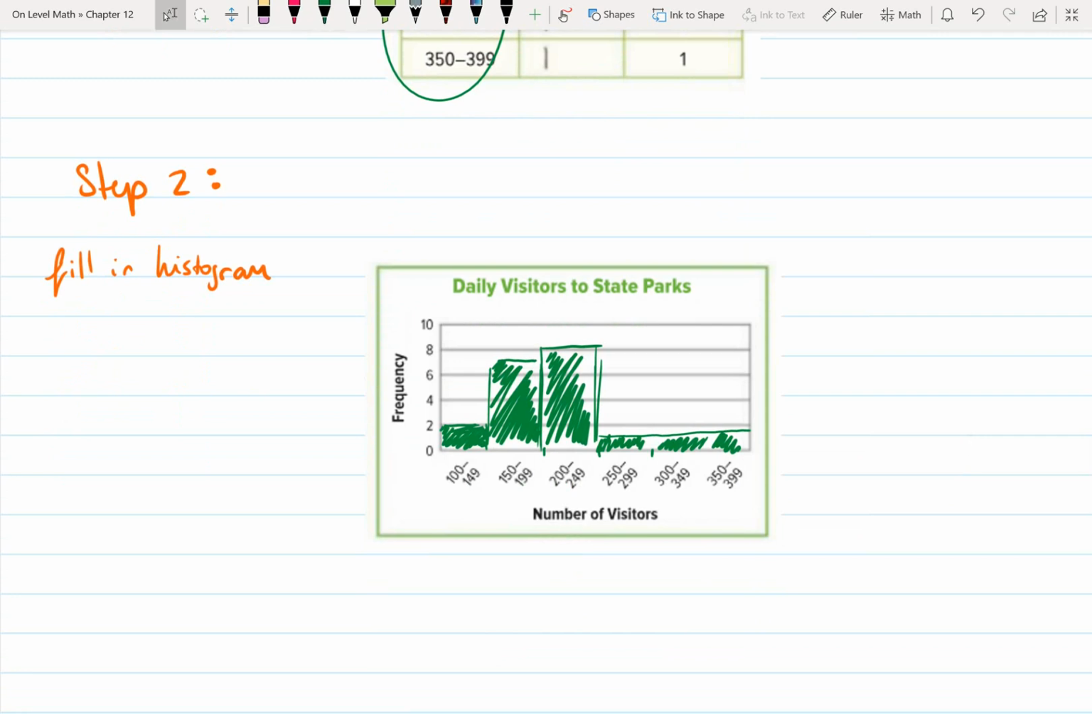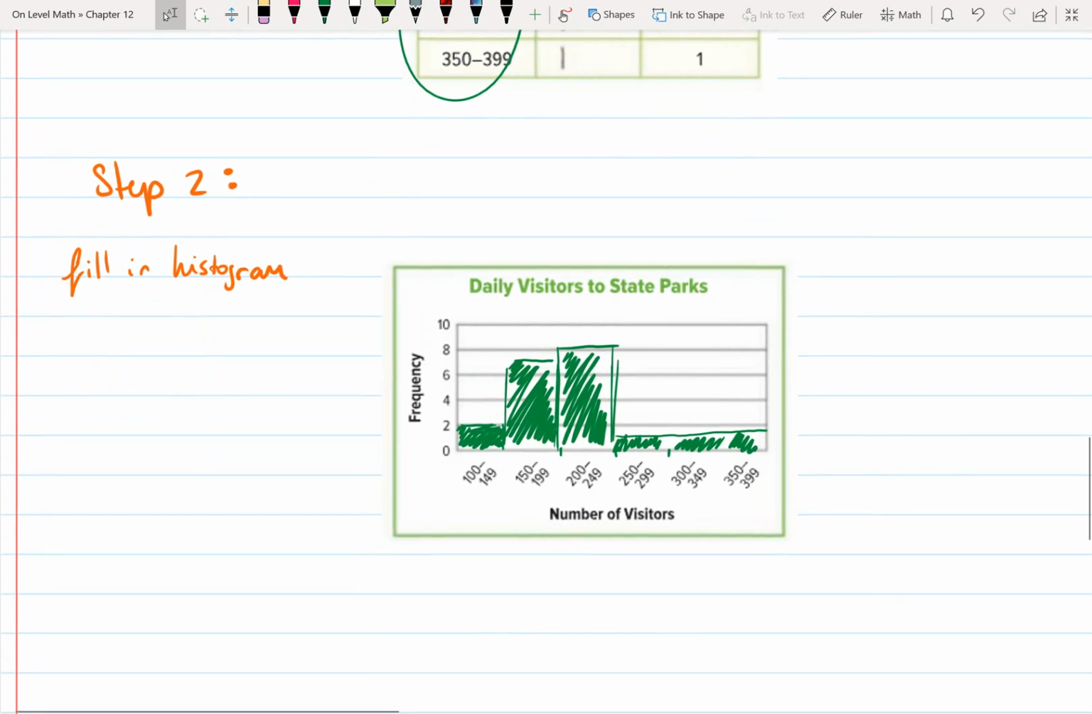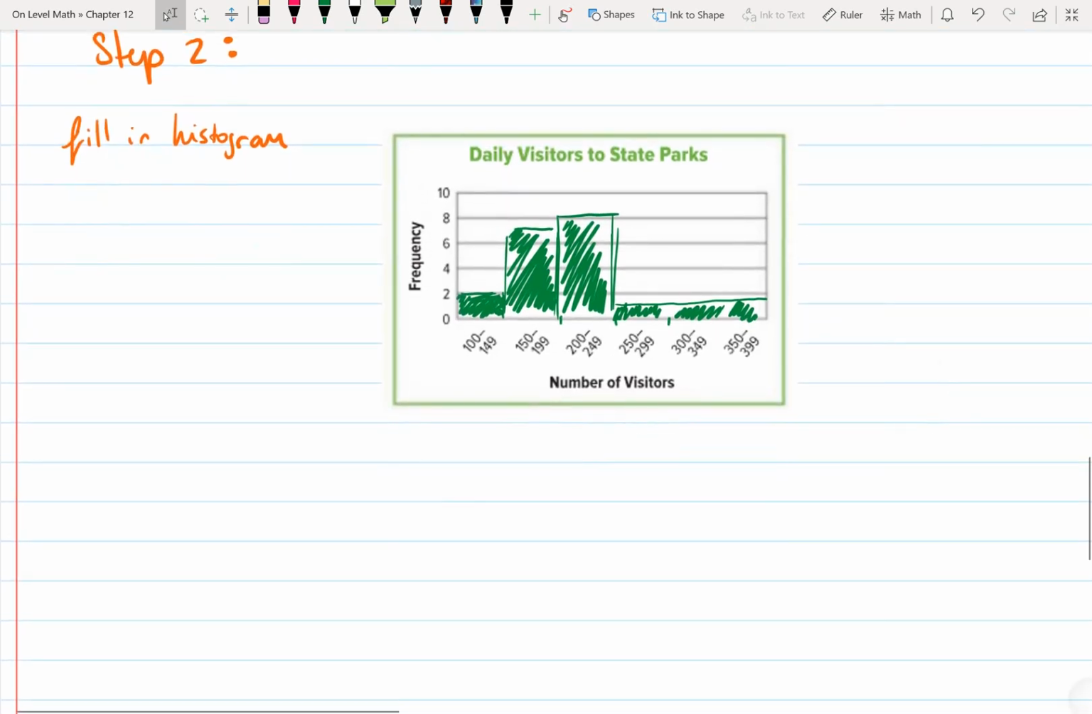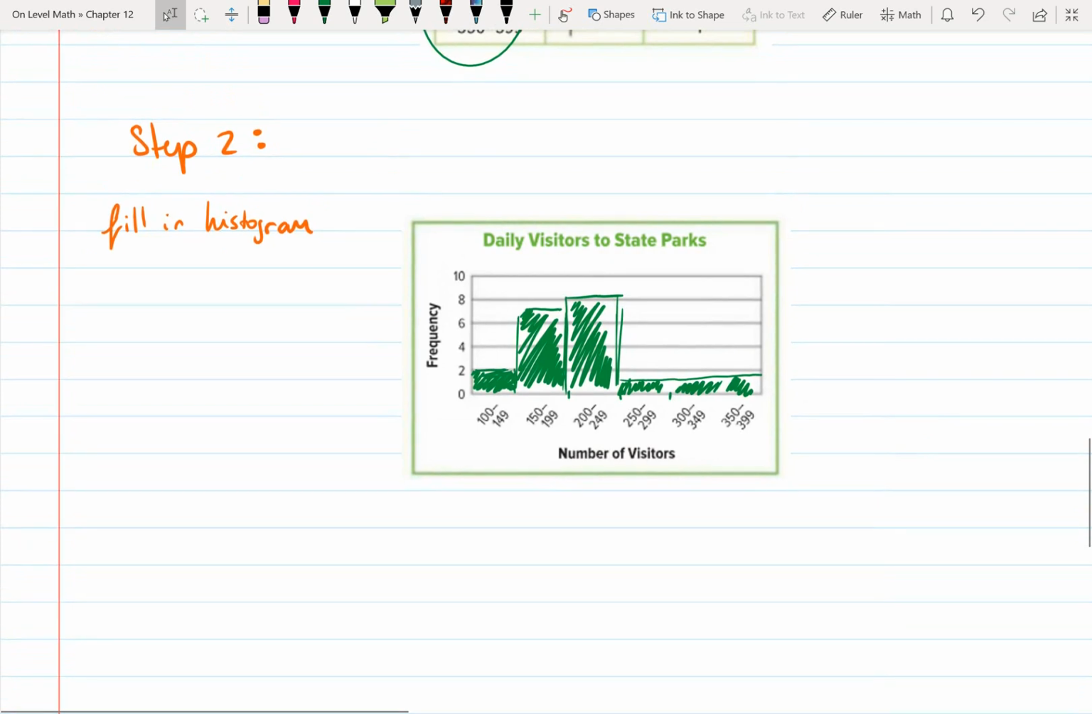You've just got to look at it. So maybe there was a question that said, how many people were between 200 to 249? Well, you would say 8, right? So you've just got to read and look through the frequency, which means number of.